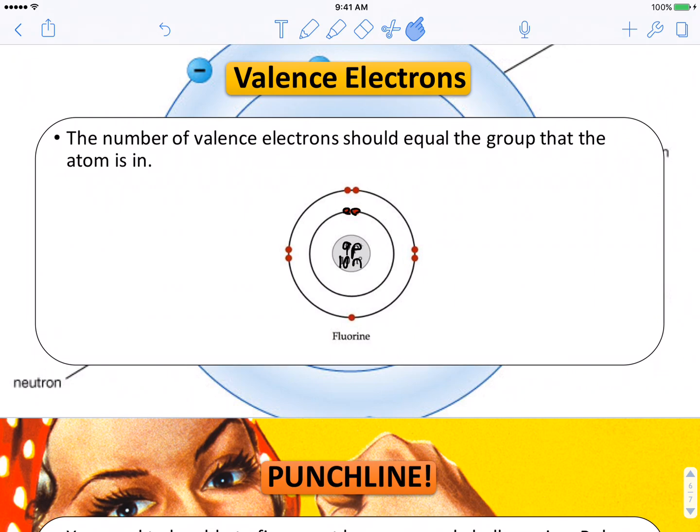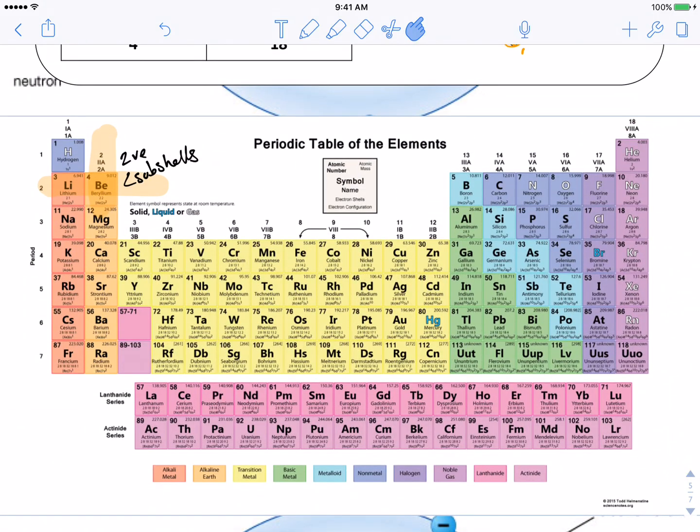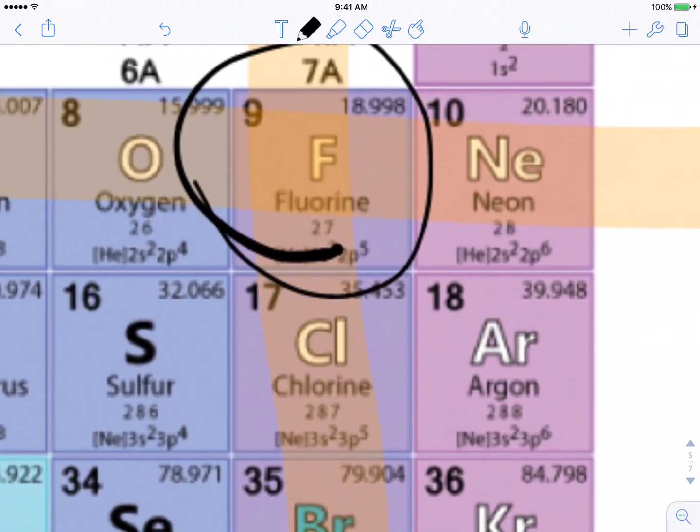Now, if we go to the periodic table, it should be in group 7, period 2 of the periodic table. So let's check. Period 2, group 7 of the representative elements, and there is fluorine right there. So that is correct.